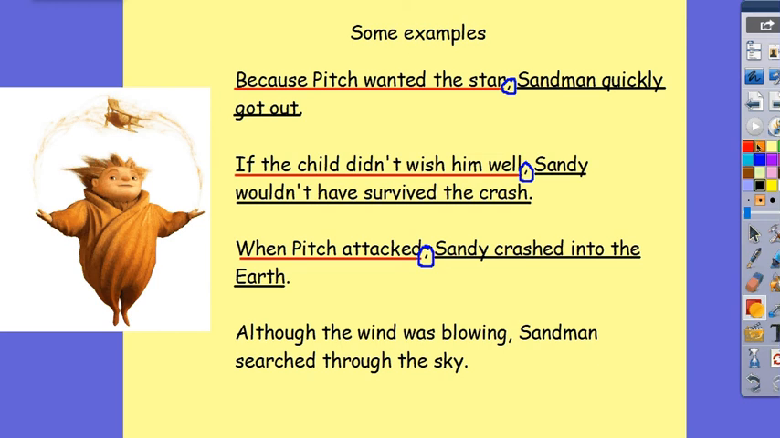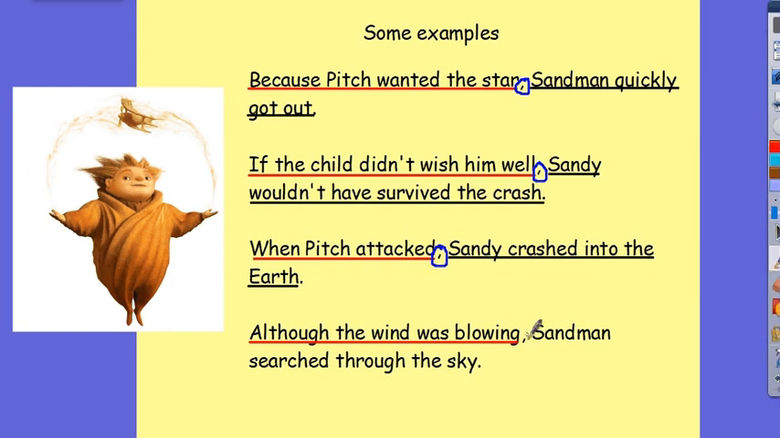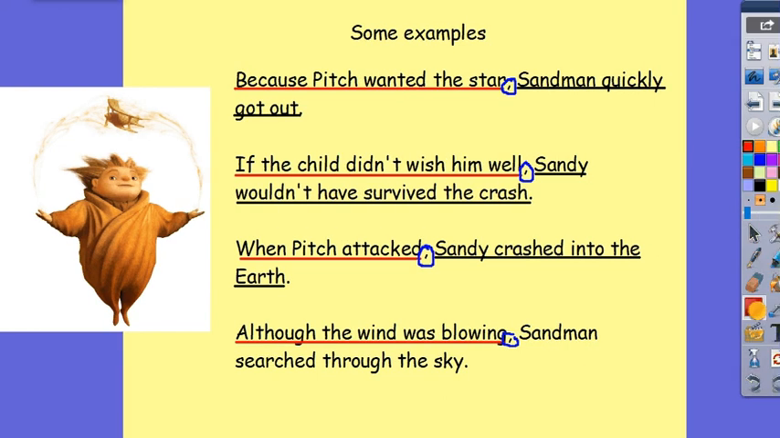And the final one at the bottom, our subordinate clause, although the wind was blowing. And we have our clue with our punctuation, with our comma. And our main clause is Sandman searched through the sky. So that's our main clause. Sandman searched through the sky. That is our main clause. Although the wind was blowing. That bit does not make sense on its own. Although the wind was blowing, something else must have been happening as well. And that was Sandman searched through the sky.